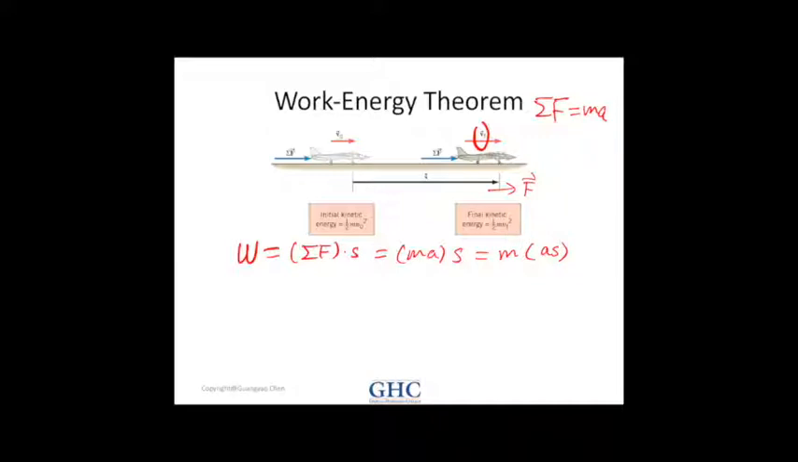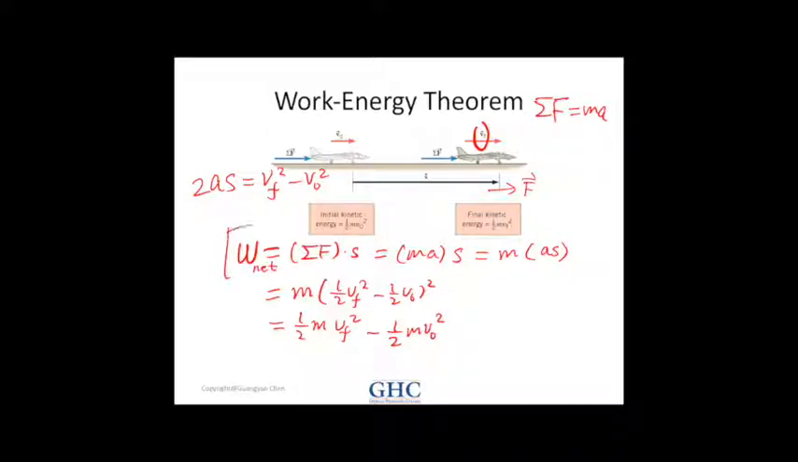Now we want to recall a very important kinematic equation: 2as equals vf squared subtract v0 squared. This gives us as in terms of vf squared and v0 squared. So we can continue. as is 1/2 vf squared subtract 1/2 v0 squared, so the work is nothing but 1/2 mvf squared subtract 1/2 mv0 squared.